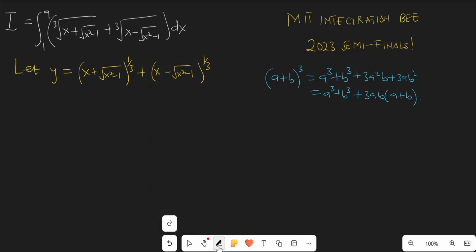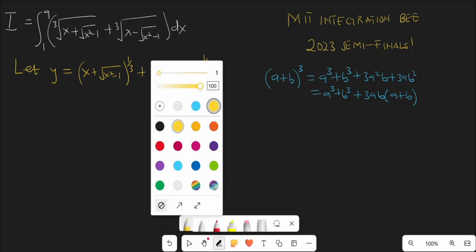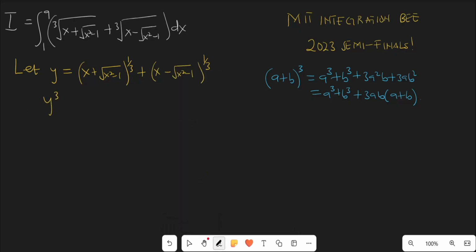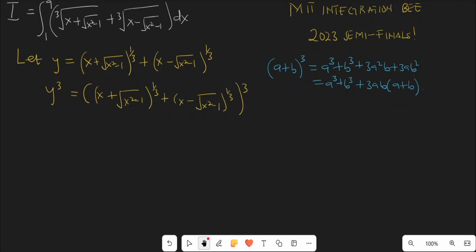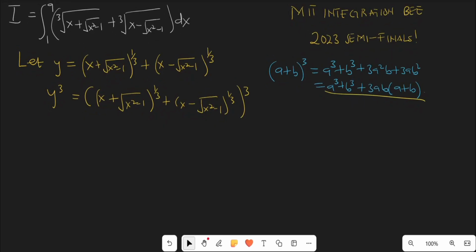Taking the cube on both sides of this equation, the left-hand side is going to be y cubed, and the right-hand side is going to be (x plus the square root of x squared minus 1) raised to the power 1/3 plus (x minus the square root of x squared minus 1) raised to the power 1/3, all raised to the power 3. That is cubing both sides. Now we are going to apply this formula. So this is like a and this is b, and we can just expand this now.